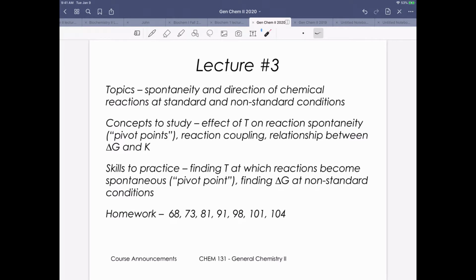So the first thing that we're going to do is build on the last concept that we talked about, which was thinking about this win-lose scenario. When you have situations where one thermodynamic parameter, either enthalpy or entropy, is favorable and the other one is unfavorable, these are going to be the ones that have a temperature dependence. And so at some point, that process will change from being a spontaneous reaction to non-spontaneous, or from non-spontaneous to spontaneous, and that temperature at which that happens is what we call the pivot point. So we're going to look at that quantitatively today.